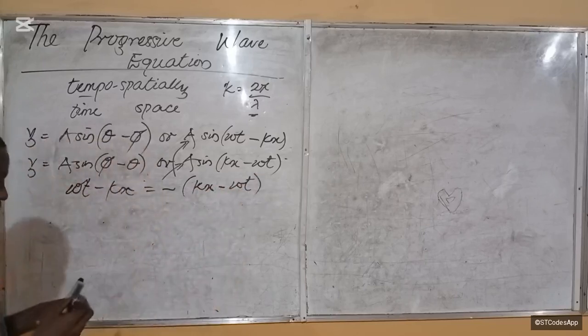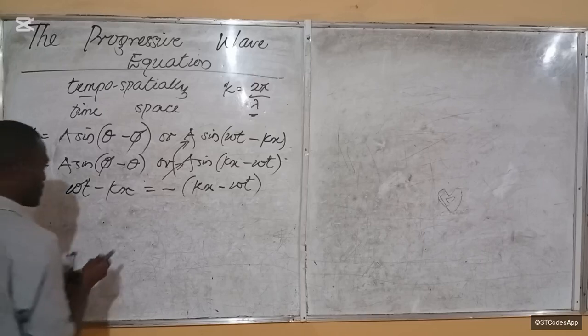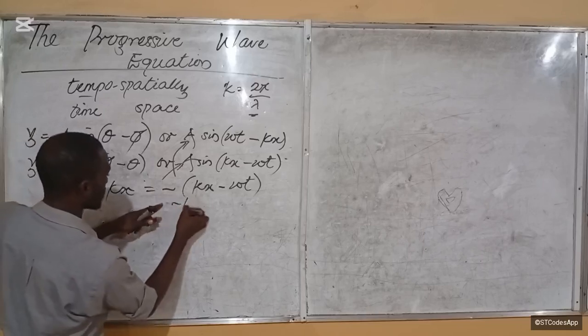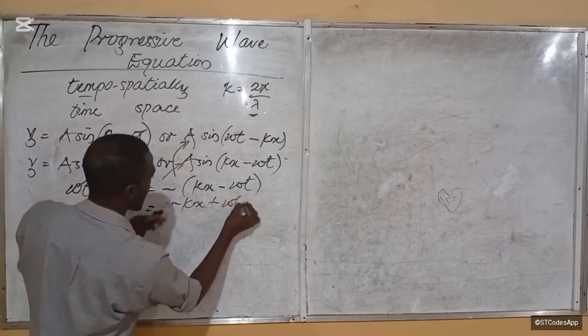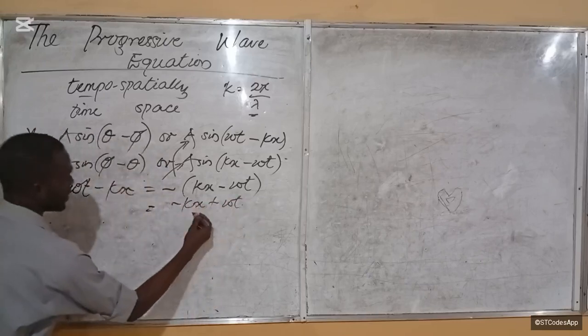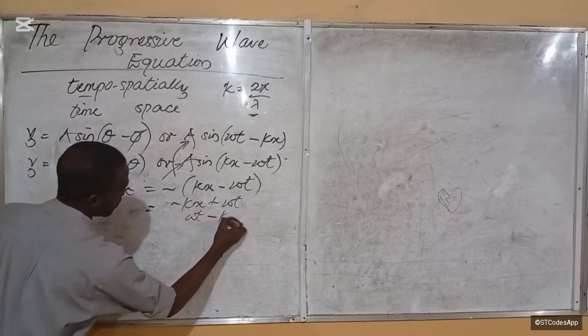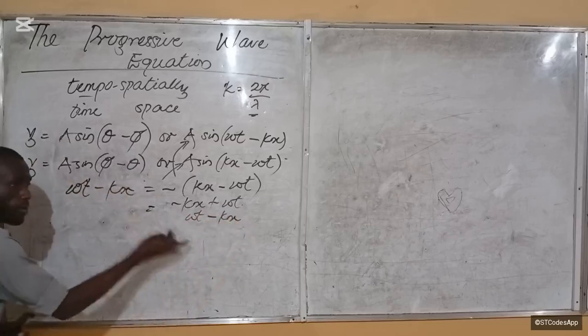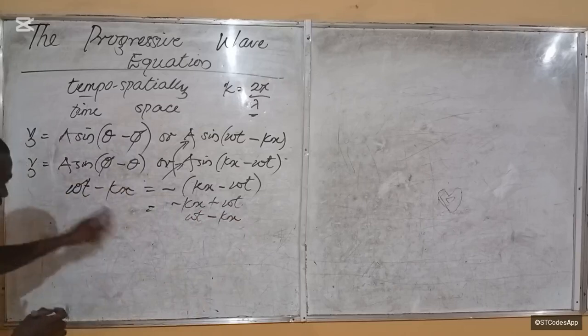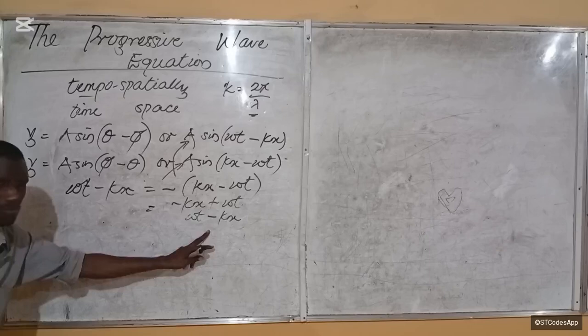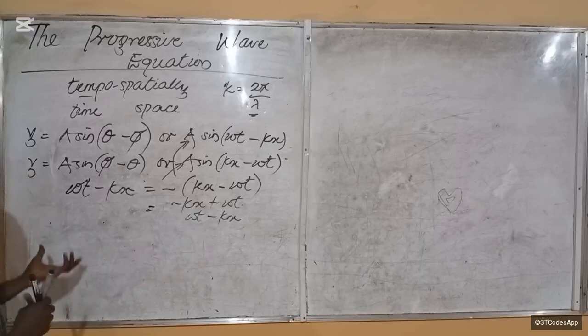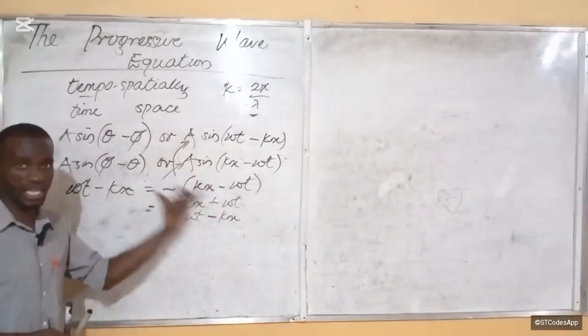Do you believe this with me? Okay, let's check that out. We're going to have minus kx plus omega t. And you're going to see that if I rearrange this, it's going to become omega t minus kx. Does that make sense now? All right. Now this is the same as this, right? Okay, now I want to show you how this thing checks out, okay?